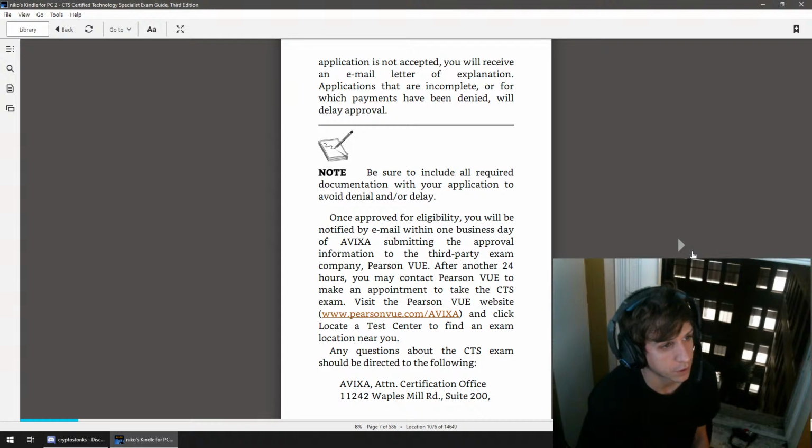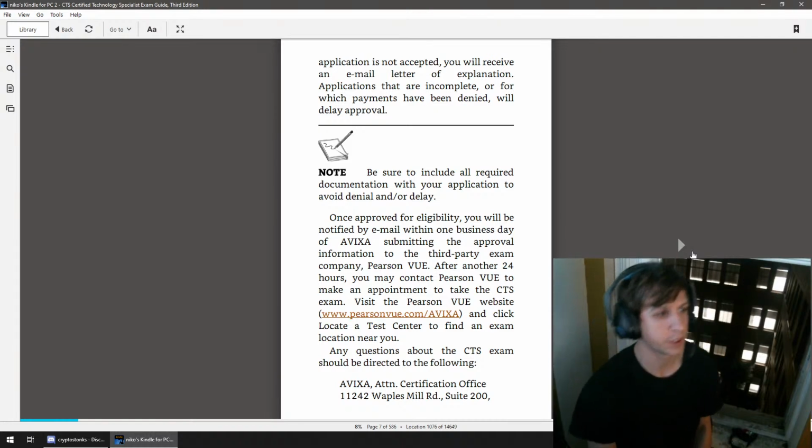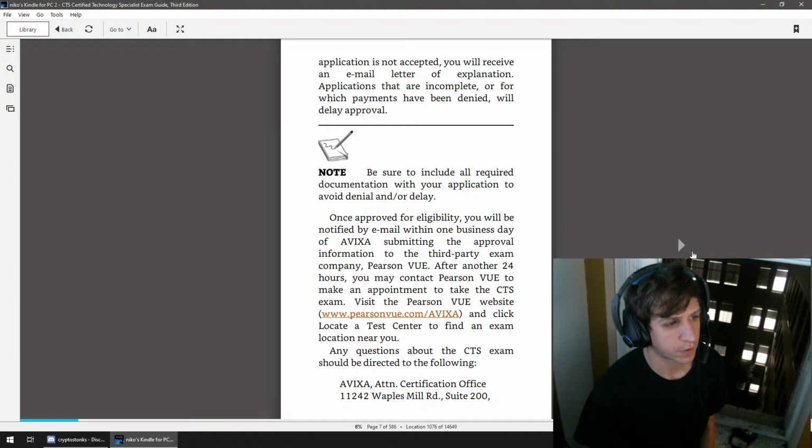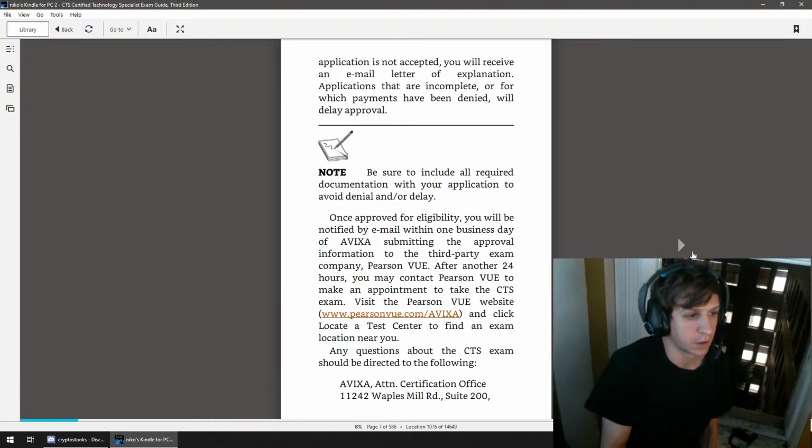Once approved for eligibility, you will be notified by email within 1 business day of AVIXA submitting the approval information to the third-party exam company, Pearson VUE. After another 24 hours, you may contact Pearson VUE to make an appointment to take the CTS exam. Visit the Pearson VUE website, Pearson VUE at AVIXA, and click Locate a Test Center to find an exam location near you. Any questions about the CTS exam should be directed to the following.